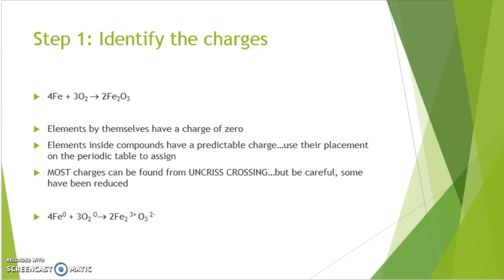Iron in the reactant side has a charge of 0, again written by itself. O2, that's elemental oxygen, written by itself, charge of 0. And then inside of that compound, I was able to uncrisscross it to get my charges back. The iron ions on the inside of Fe2O3 would have a positive 3 charge. The oxygens would have had a negative 2 charge. So what's happened here?